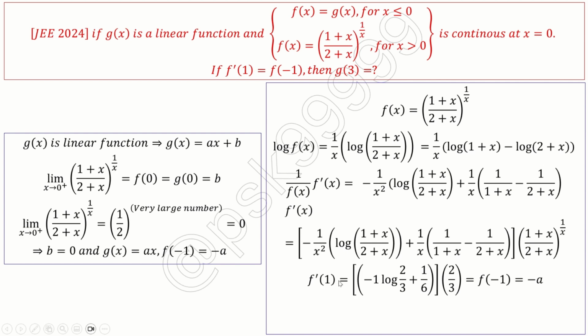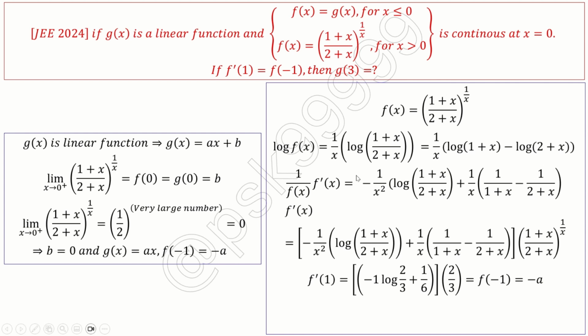This is my f dash of 1, which is nothing but f of minus 1. So f of minus 1 is minus a. So this is my minus a. So my a will be just you change the sign here. This will become minus 1 by 6 log 2 by 3 minus 1 by 6 into 2 by 3, it will become.